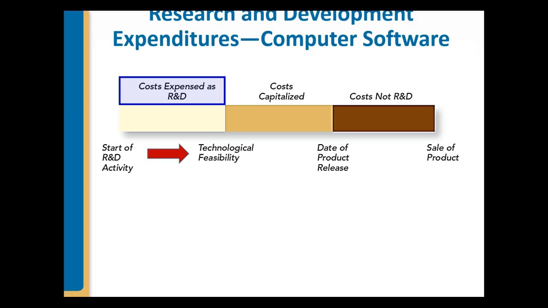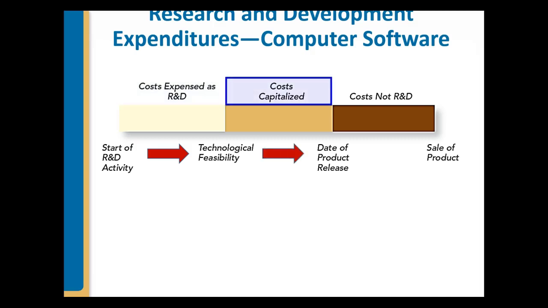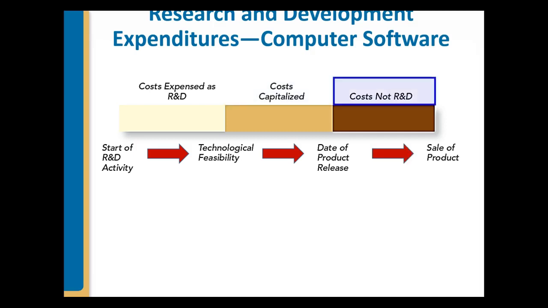Costs incurred after technological feasibility, but before the software is available for general release to customers, are capitalized as an intangible asset. These costs include items such as further coding and testing and the production of product masters. Capitalized costs are then amortized over the economic life of the software. Any costs incurred after the software release date generally are expensed, but are not part of R&D.